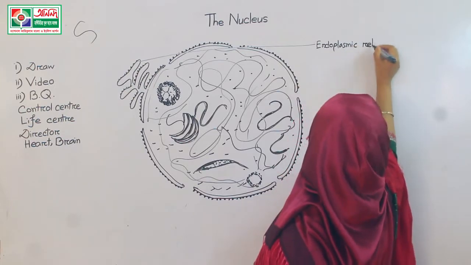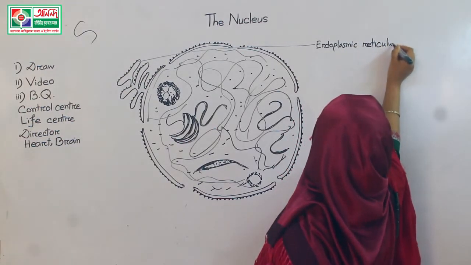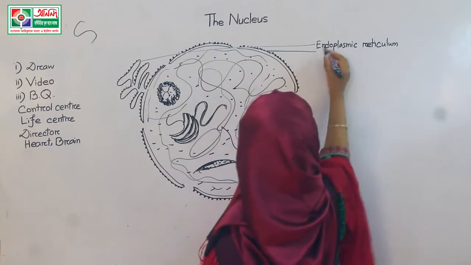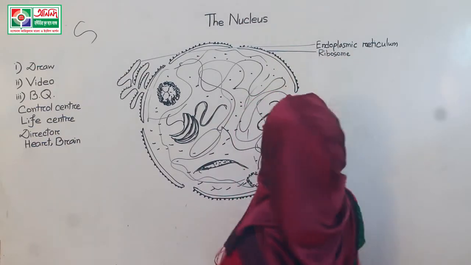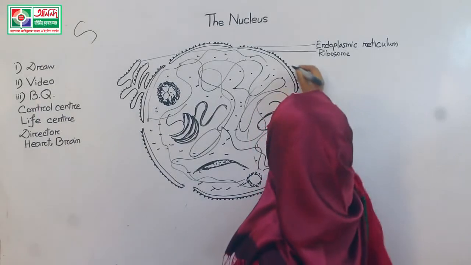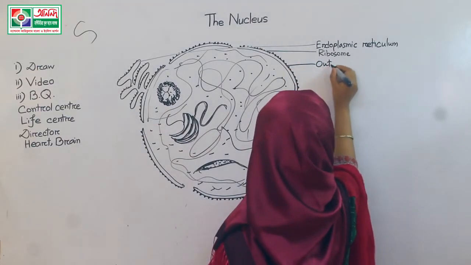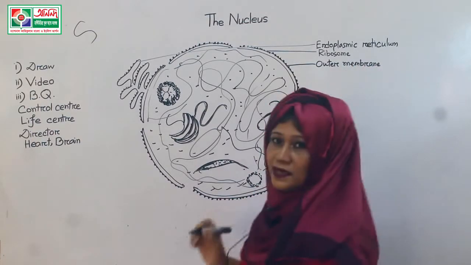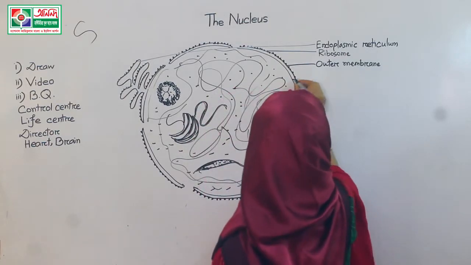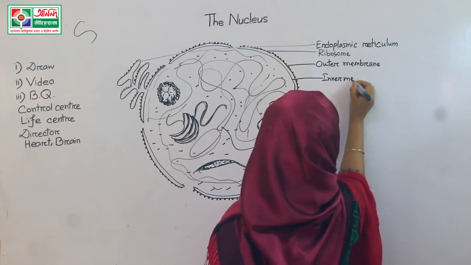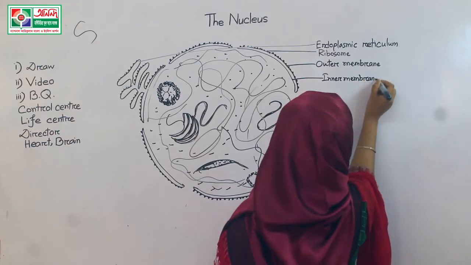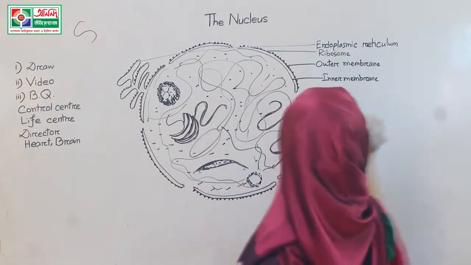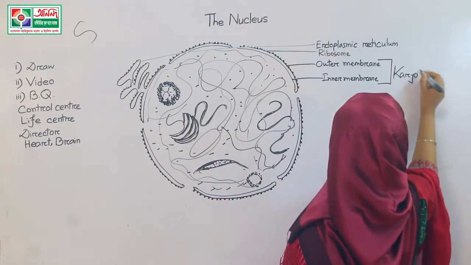Endoplasmic reticulum. After that, ribosome. This is our ribosome. Then the nuclear membrane. This is our outer membrane. And then inner membrane. This is the inner membrane. And these two membranes together are known as the karyotheca. Karyotheca.